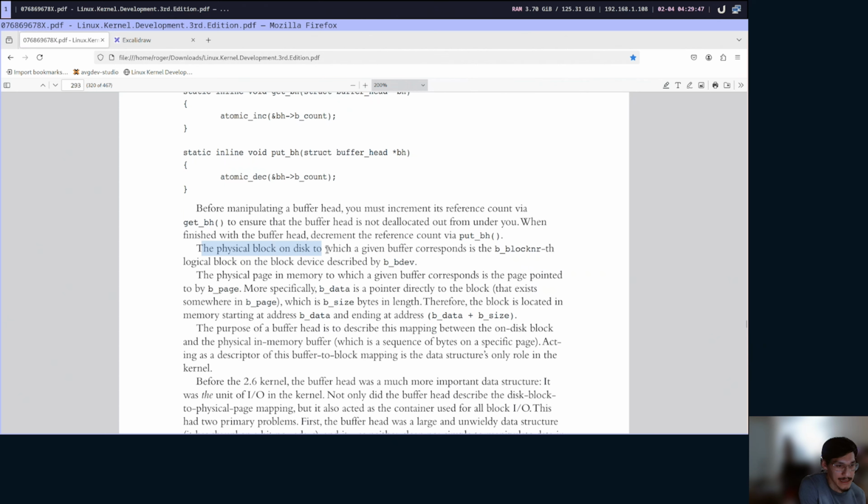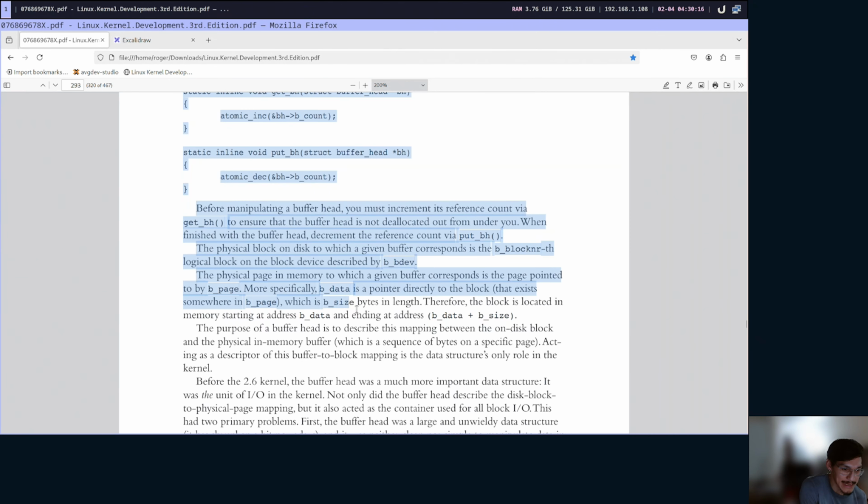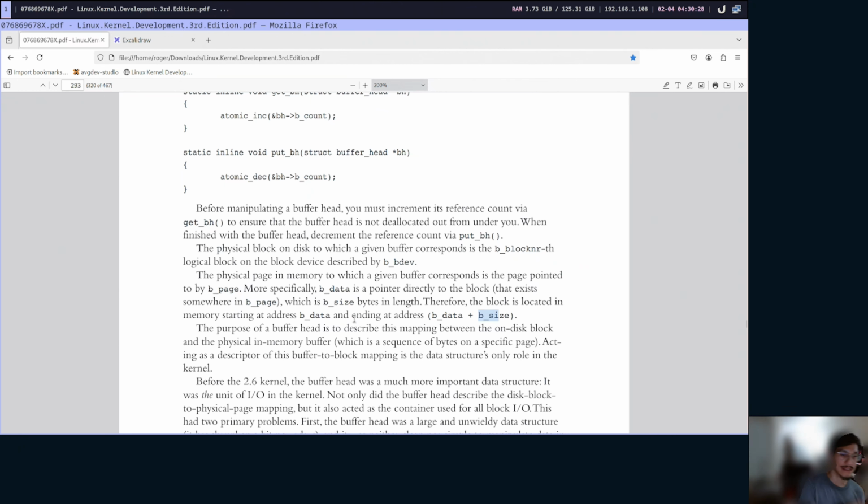The physical block on disk to which the given buffer corresponds is the block number, b_blocknr, the one that we saw from the struct definition. It is the logical block on the block device described by b_bdev. The physical page in memory to which a given buffer corresponds is the page pointed to by b_page. More specifically, b_data is a pointer directly to the block that exists somewhere in b_page, which is b_size bytes in length. Therefore, the block is located in memory starting at address b_data and ending at address b_data plus b_size. So that's the total size of the block. Makes sense. So these are pointers.